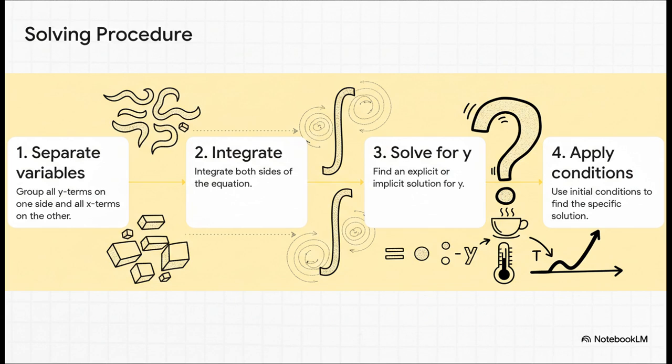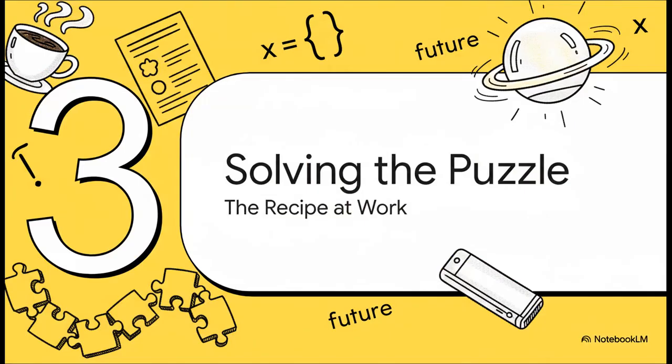It's the thing that undoes that whole rate of change part. Step 3 is solve. This is just good old-fashioned algebra to isolate the variable you're looking for. And finally, step 4, apply. This is where we plug in a real-world fact, like the coffee's starting temperature, to get a super specific prediction. Okay, we've got our 4-step recipe. It's time to go back to that cooling cup of coffee and actually put this method to the test. Let's see if we can really predict the future.